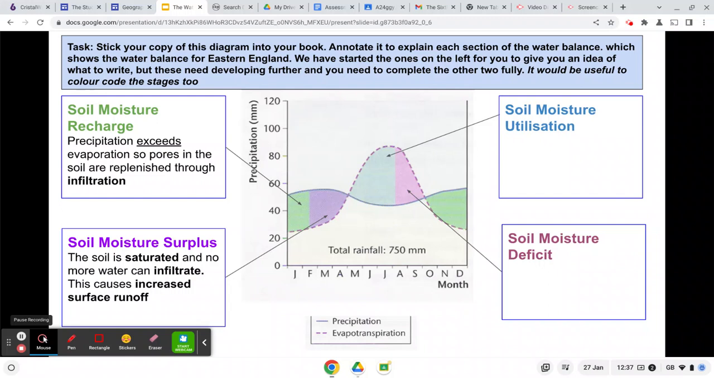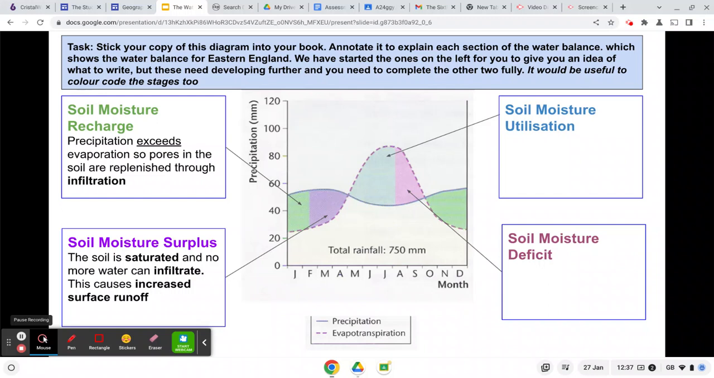When the soil becomes saturated, the pores will be full of water, so no more infiltration can occur, and this leads to increased surface runoff, which is another one of the key terms that you had on your water cycle diagram. This is known as soil moisture surplus. During this time, there can be increased risk of flooding if there is lots of rainfall.